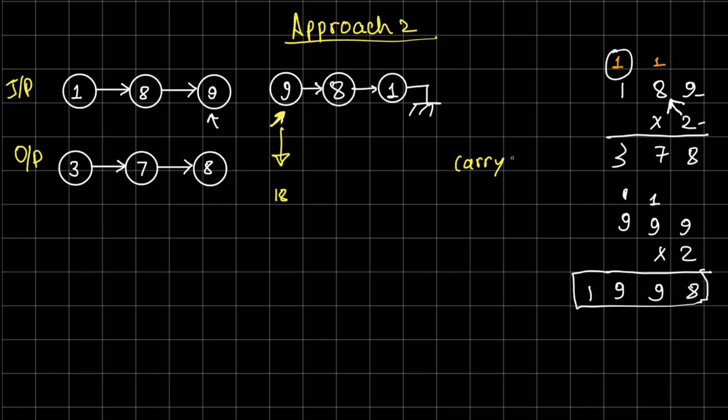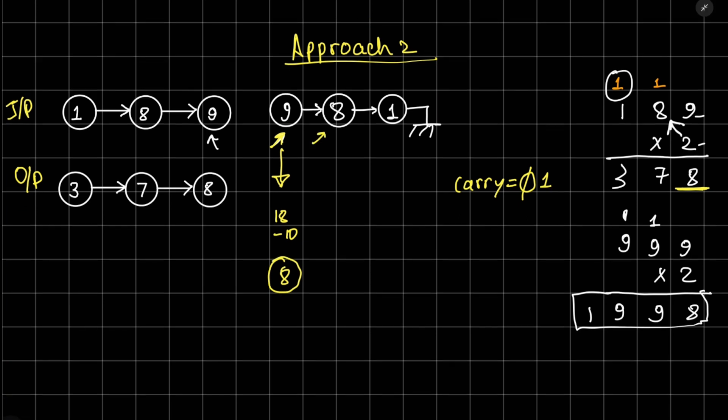Now 1 carry will be generated. So we will update this carry from 0 to 1, and for this 18, as we have discussed in multiplication, we take only this digit. So how can we get this digit? By subtracting 10 from it. So we will subtract 10 from it and we will update this 9 to 8. So we have updated this 9 to 8.